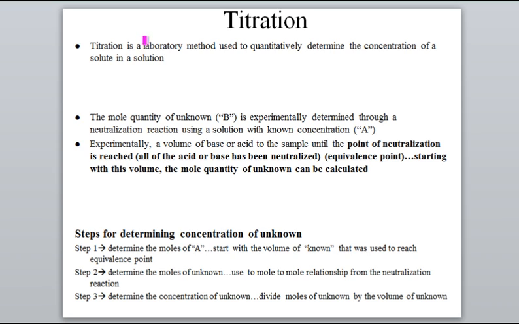In this next section, we're going to discuss the laboratory method that's used to determine the concentration of an unknown solution. This method is called titration. In the laboratory, we're going to determine the concentration of acetic acid in vinegar, and we're also going to look at battery acid and determine the concentration of sulfuric acid in that complex mixture.